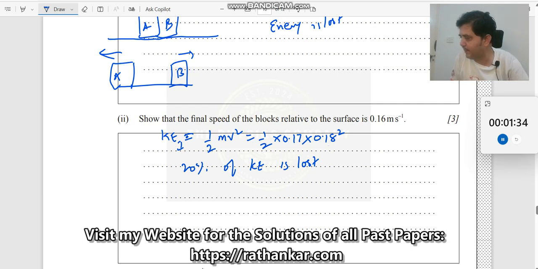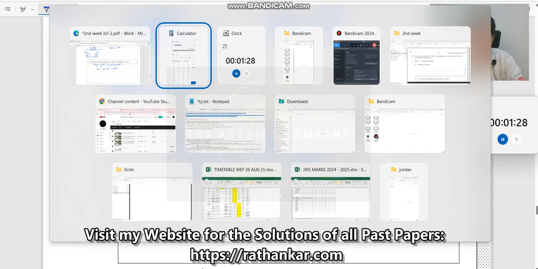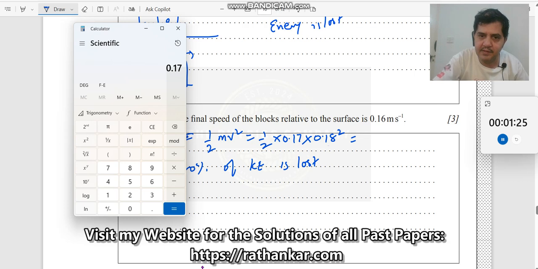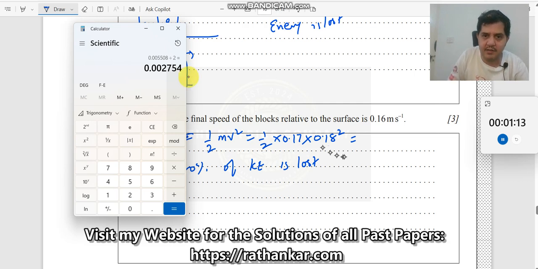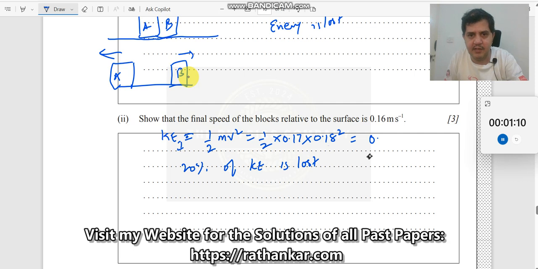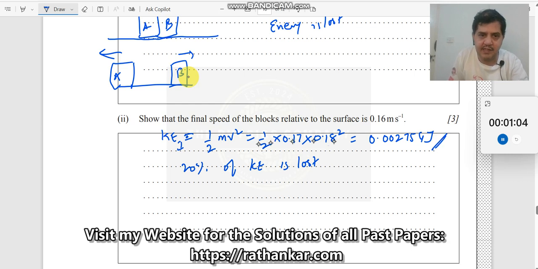And therefore, what will happen over here? Let us calculate this value to get the correct answer. So we got 0.17 multiplied by 0.18 multiplied by 0.18 is equal to 0.005508, divided by 2. I am just calculating the kinetic energy of one block. How much is it? 0.002754 joules. This was the kinetic energy of one of the blocks. 20% of the kinetic energy of this block is lost. I'm not taking both the blocks, I'm taking only one of them, right?